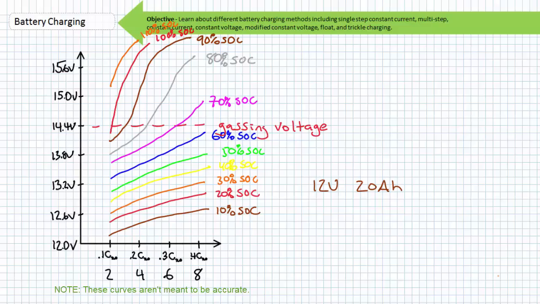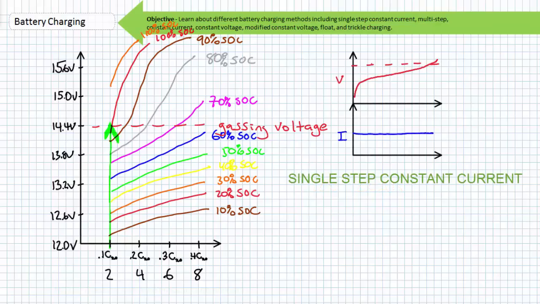A basic analysis of this family of curves suggests the following approaches to charging. Method 1: Play it safe. Charge only at the smallest charge rate regardless of state of charge, thereby preventing the battery from exceeding the gassing voltage for prolonged periods. This method is known as a single-step constant current charge. This method is safe. However, given such a small charge rate, one could expect this process to take all day.